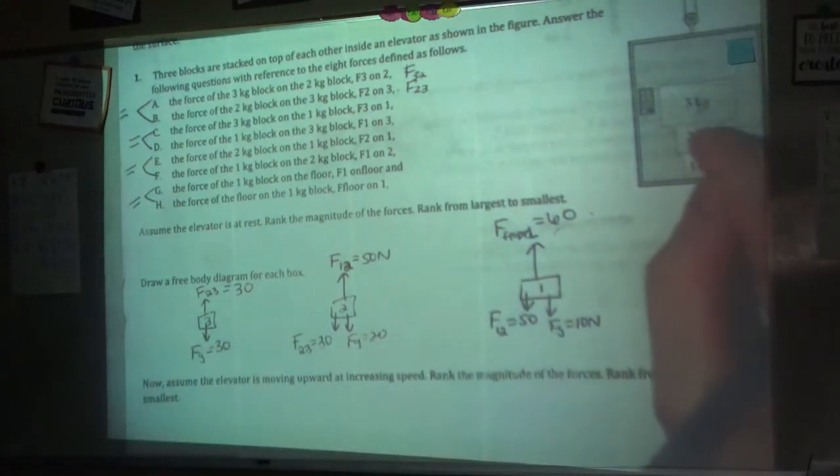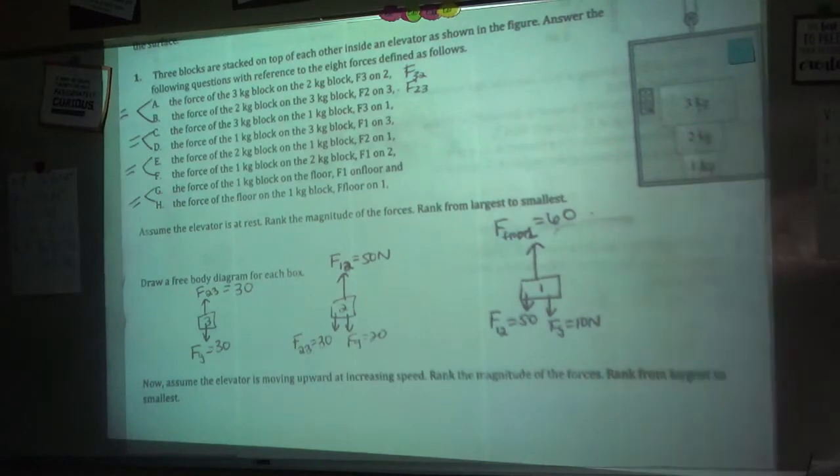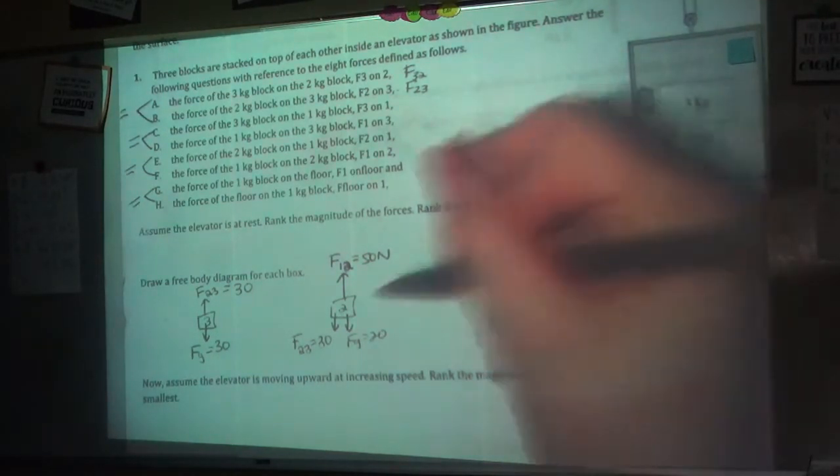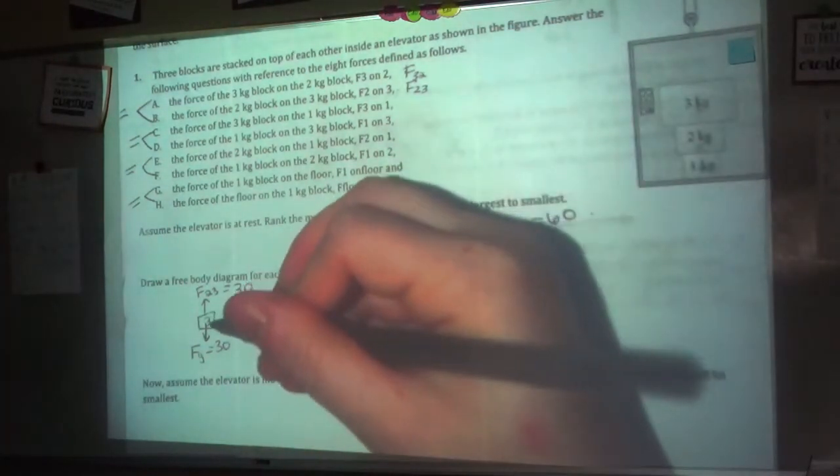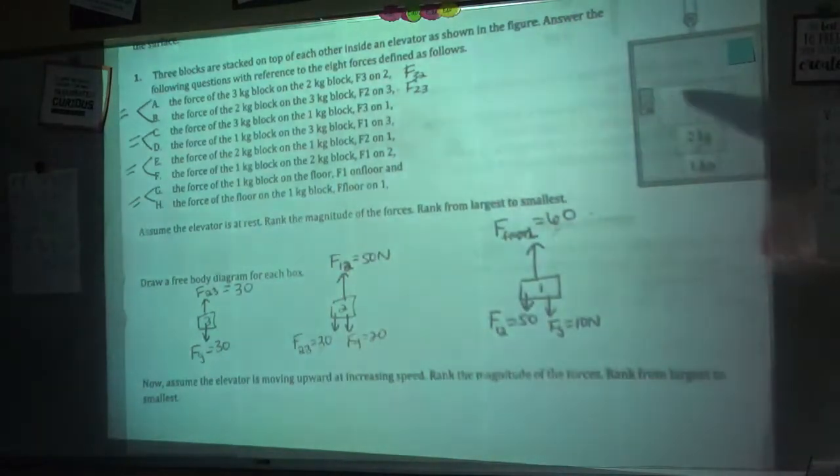If you look just at the 2 kilogram, it has its own weight of 20 plus the weight of the 3 kilogram box, 30. So box 1 is pushing up 50 because it's holding up both of those, whereas this one only has a force pointing up of 30 because it's only holding up its own weight, whereas this one's holding up all these two, and then the floor is holding up all 3 of them. So this is at least reasonable, and now we want to go through and rank the magnitude of the forces.